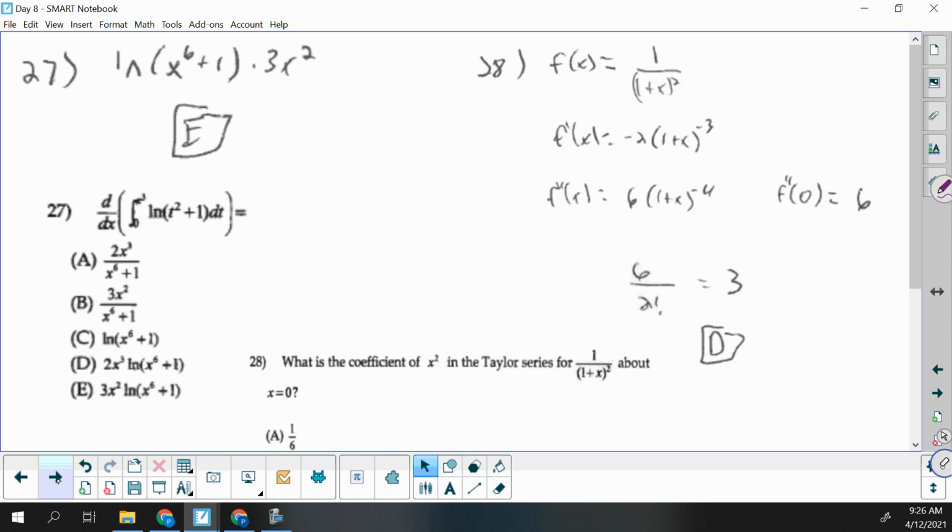If we want an x squared, the coefficient of the x squared term should be the second derivative at x equals 0 over 2 factorial. So you've got your original function. Think of that as 1 times 1 plus x to the negative 2. Do your first derivative. There's technically a chain rule where we multiplied by 1, but that doesn't affect anything. Do your second derivative. When you sub in x equals 0, you get 6. So our coefficient should be 6 over 2 factorial, which is the same as saying 3, which ended up being choice D.